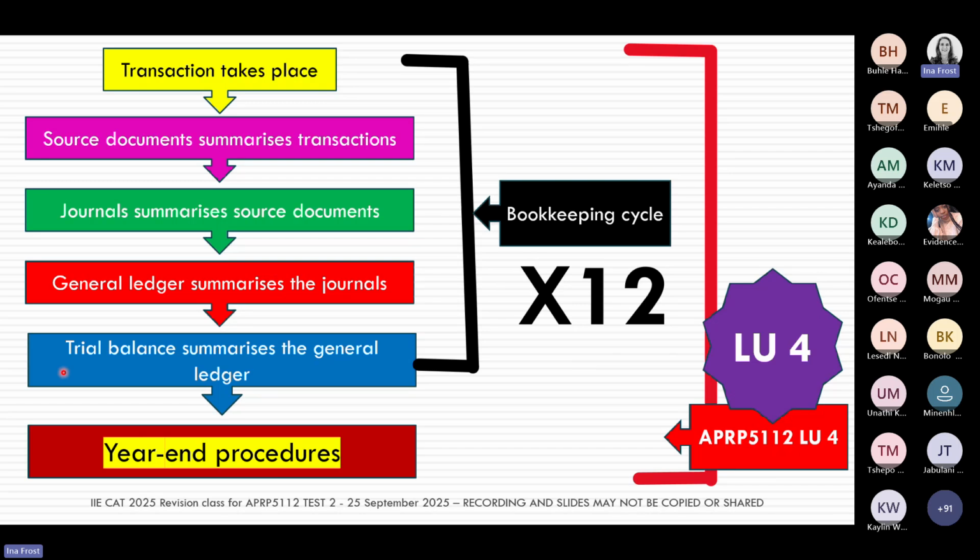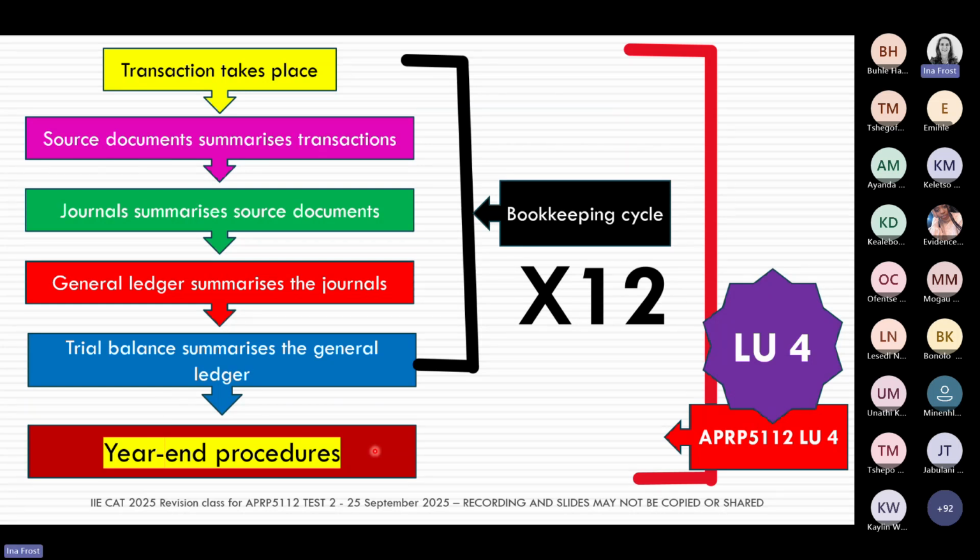And now we're ready to jump in with our so-called year-end procedures. And that's now where learning unit 4 in your textbook fits in. So learning unit 4 now is at the end of the financial year. 12 times you've recorded all your transactions, and you're now busy with that 12th and final trial balance.